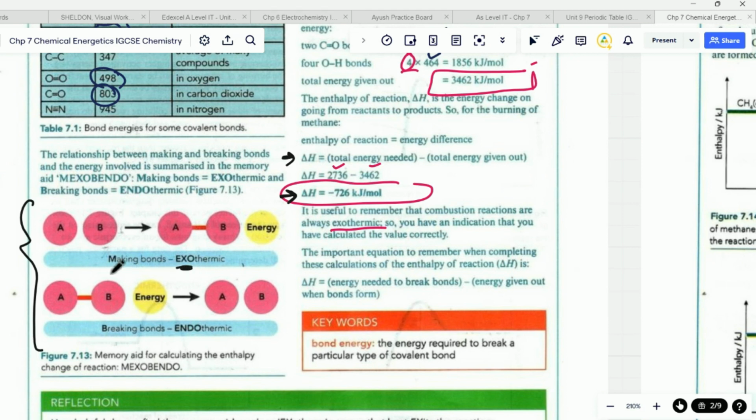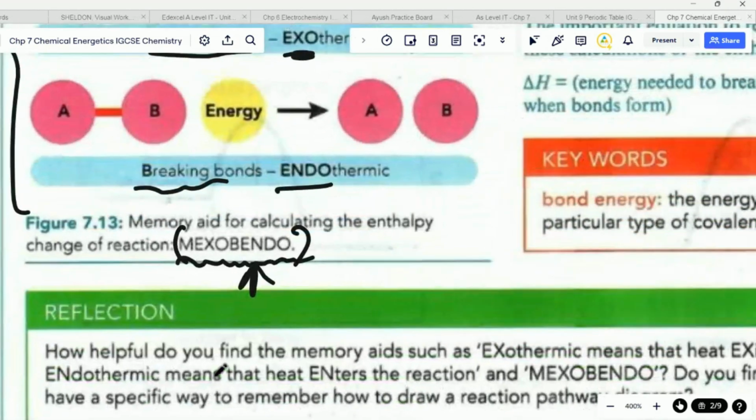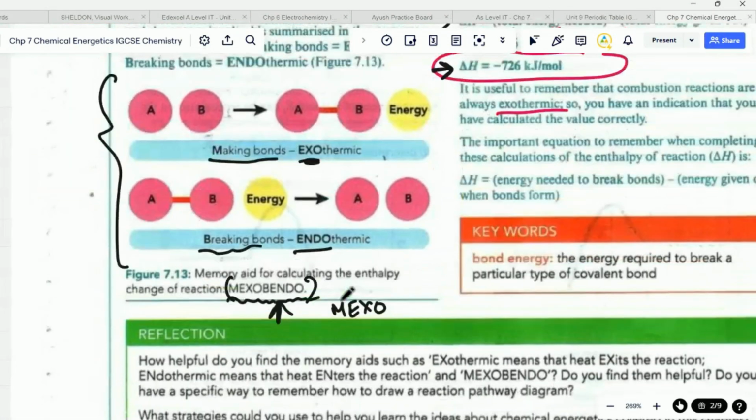Exo means bond making. Endo means bond breaking. We have to memorize this and we have a mnemonic for it, and the mnemonic for that is mexo-bendo. Do you see this written on your screens? Here it is. So what does mexo mean? Mexo means making of bonds, that means bond making, and it is an exothermic reaction. And the other part was bendo. Bendo means breaking of bonds, and it is an endothermic reaction.